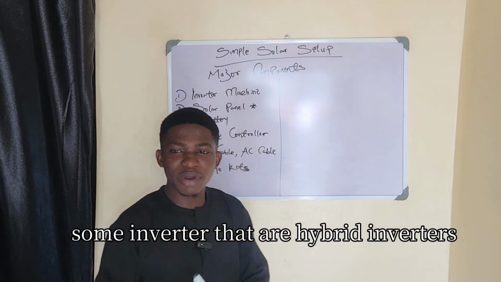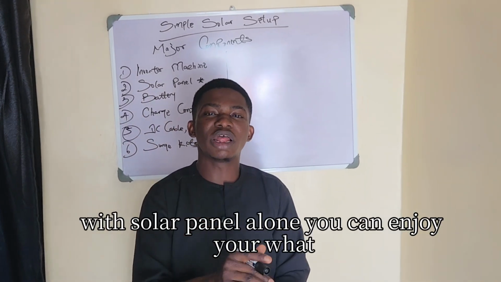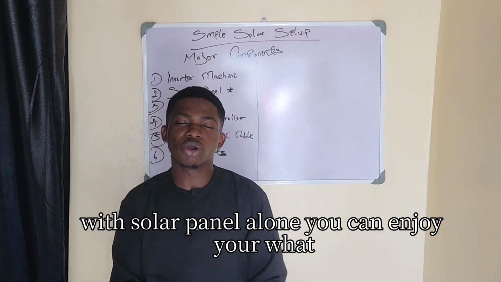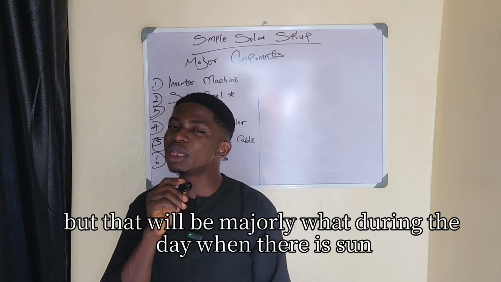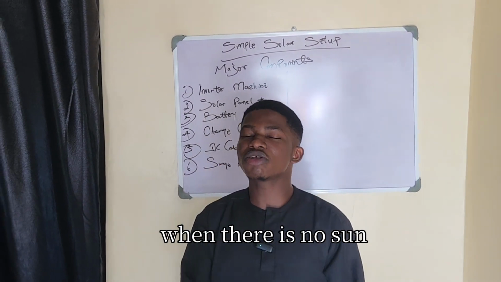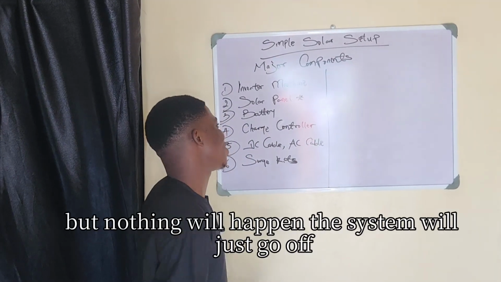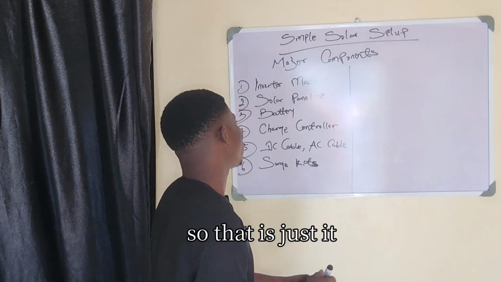Some inverters are hybrid inverters. With solar panel alone, you can enjoy your solar system, but that will be majorly during the day when there is sun. When there is no sun, you can cry, but nothing will happen. The system will just go off. So that is just it.